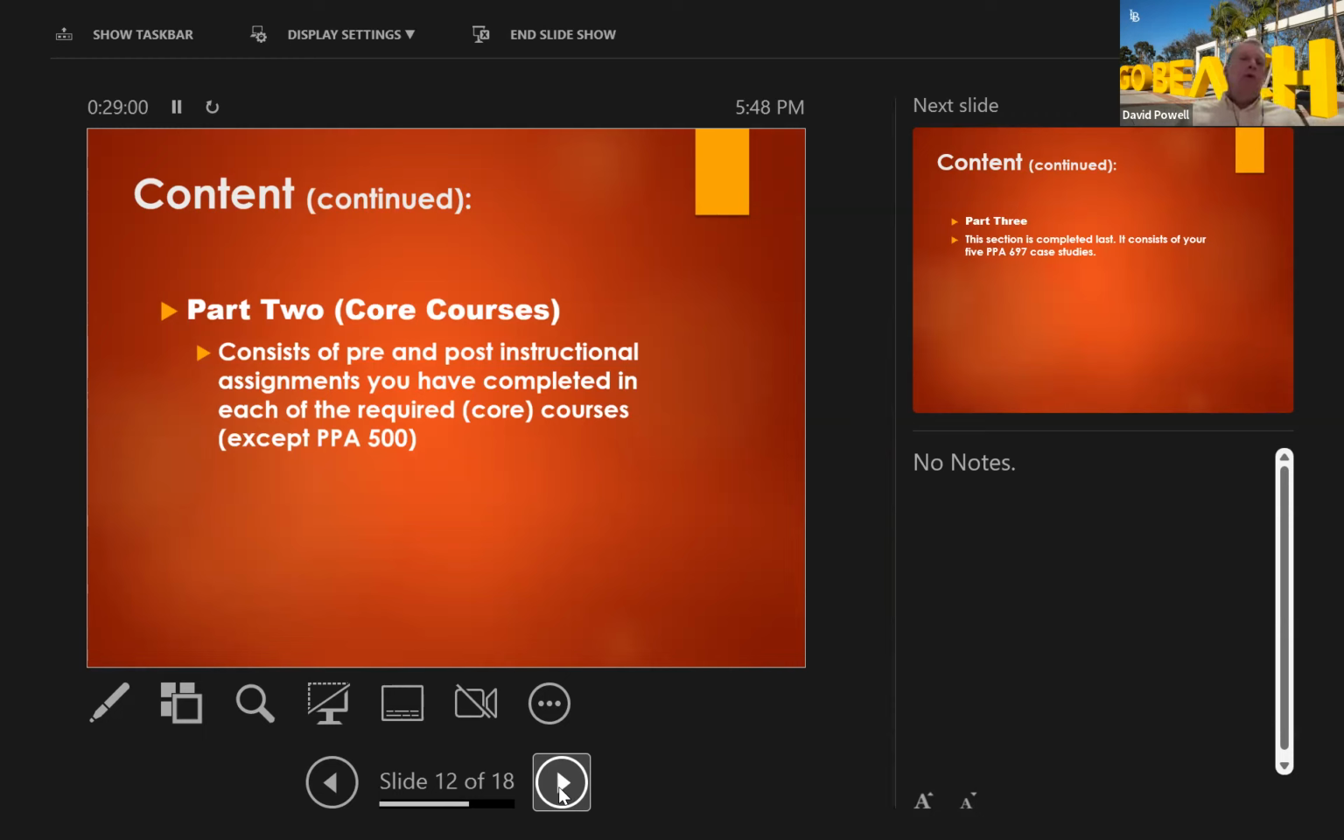So in part 2, you will take your pre and post-instructional assignments that you completed in budgeting, HR, org theory, policy, and research methods, and those assignments will then go into part 2 of your portfolio. You don't need to revise them. You can turn them in as you submitted them in the class. And so in the same format you submitted them, just put them in part 2. There are no approval sheets. There's no instructor approval. Just whatever you turned in goes into part 2 of your portfolio.